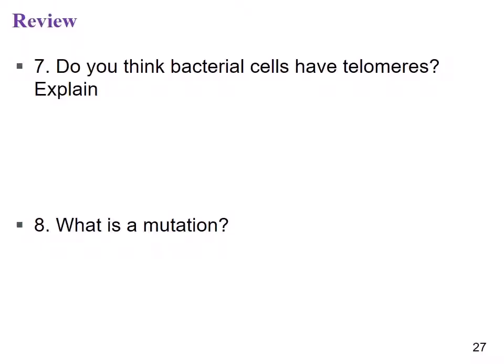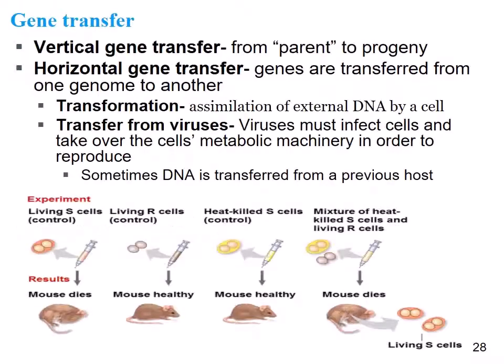What's a mutation? A mutation is just an alteration of a gene sequence. So when we talk about gene transfer, I think it's easy to think about gene transfer coming from parents to offspring or parents to progeny. That's typically what people are thinking of. And that typical pattern of gene transfer is called vertical gene transfer. But that's not the only kind of gene transfer.